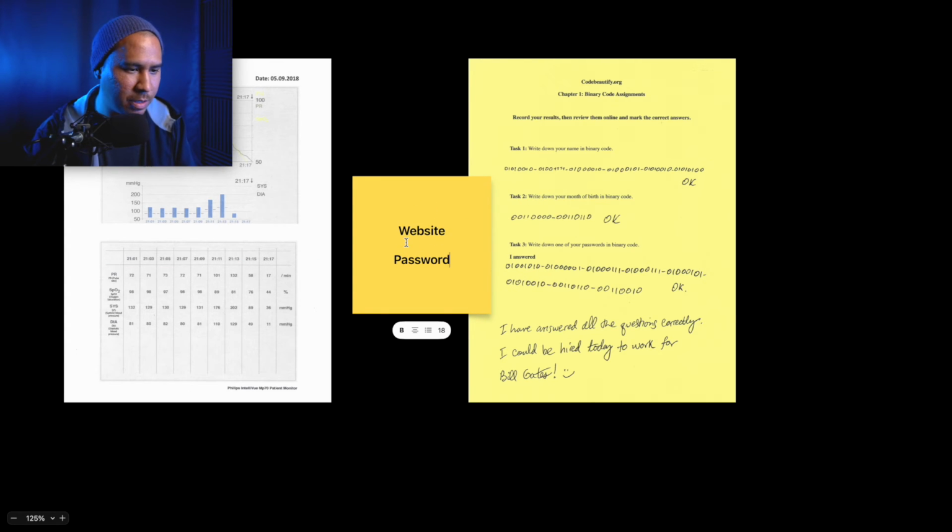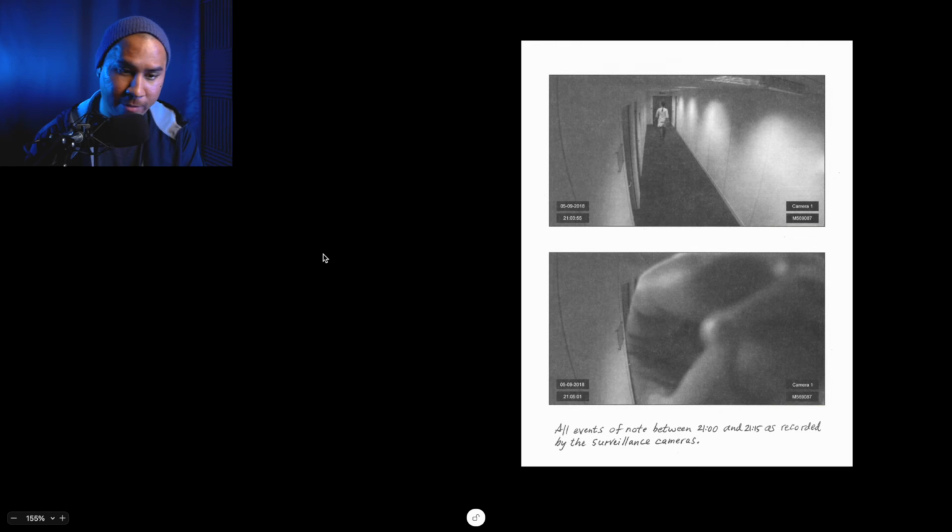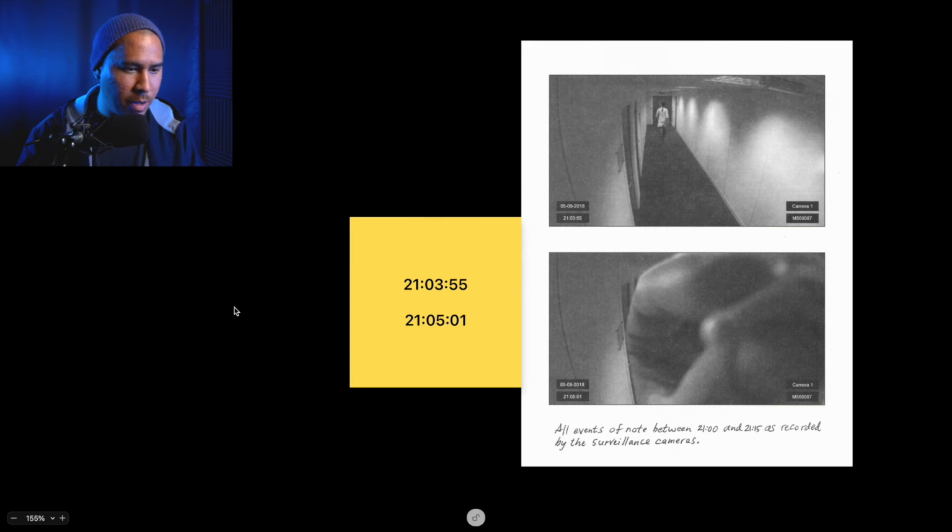Website, password. All right, so next we have some surveillance camera footage, and this does look like it's being covered with something. All events of note between 2100 and 2115 as recorded by the surveillance cameras. Okay, so we have some times here. So we have 21:03:55. We see someone walking away with a ponytail. And then 21:05:01. Cameras covered. So let me just make a note of that. I'm going to copy this and see if it lines up with anything that happened.